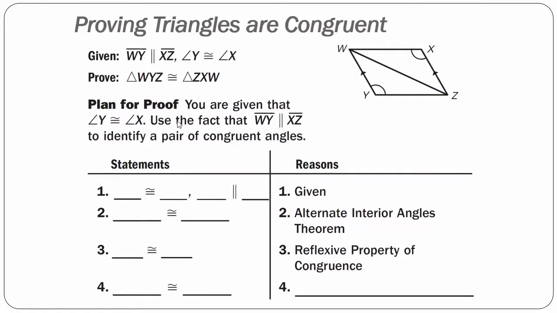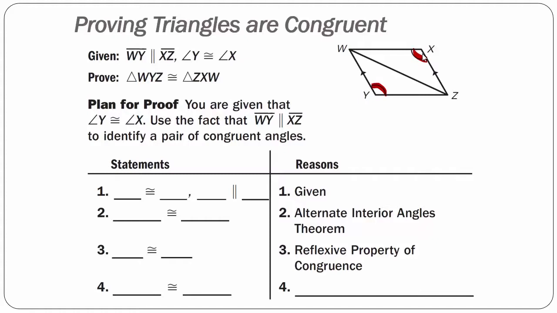Proving triangles are congruent. We are given that line segment WY is parallel to line segment XZ. This is important information because when I have parallel lines cut by a transversal, I can use angle relationships to prove that angles are either congruent or supplementary using alternate interior angles, alternate exterior angles, corresponding angles, or same side interior angles. I'm also given that angle Y is congruent to angle X. I need to prove that triangle WYZ is congruent to triangle ZXW.